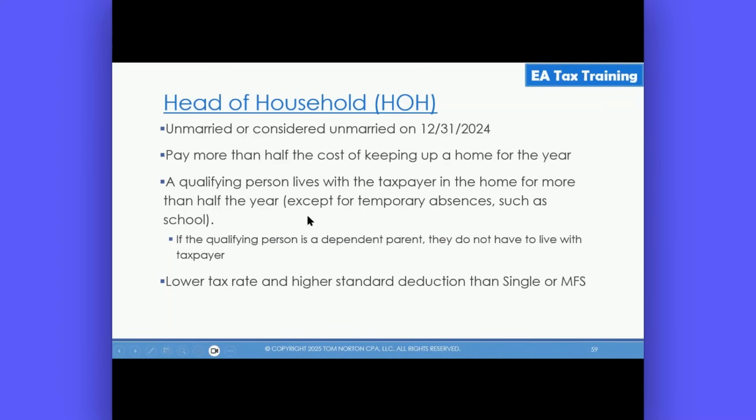So in other words, let's say you've got a single parent and their child lives with them, but their child is in college.